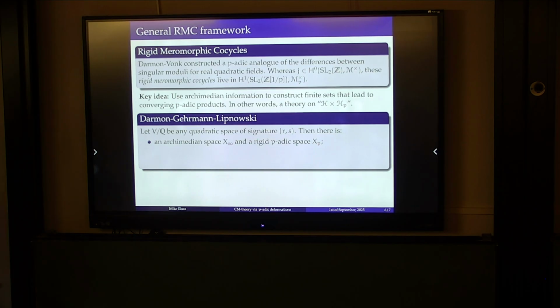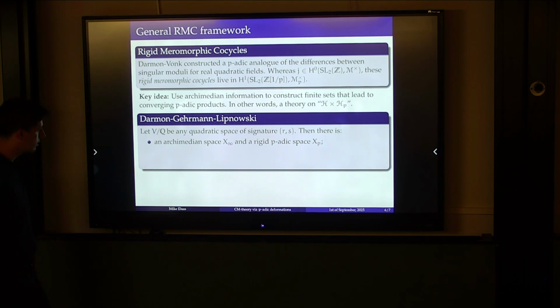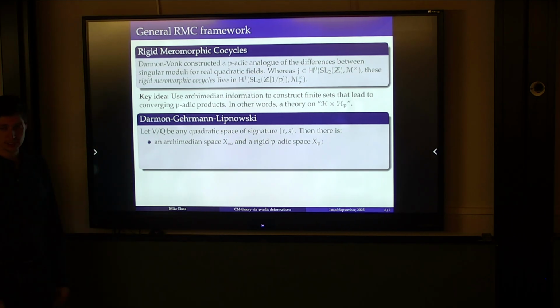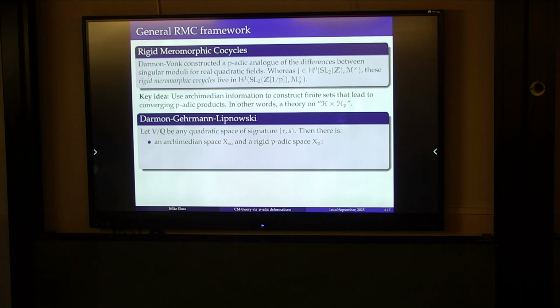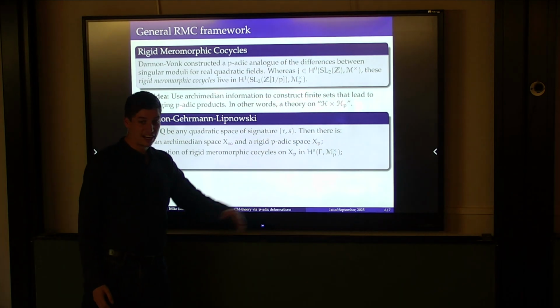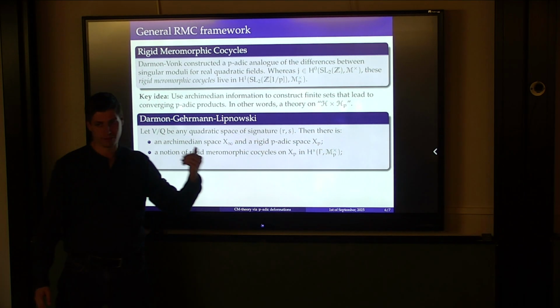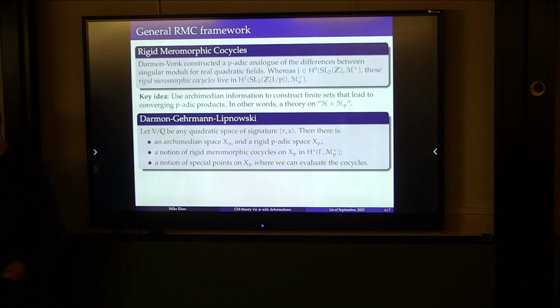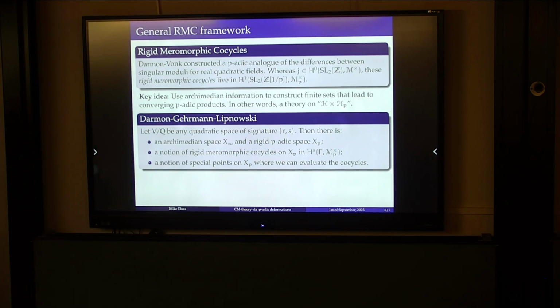Now, this has been generalized recently to quite some extent. Without going too much into detail, it's now known that if I take a quadratic space of signature (r, s), then I have an Archimedean space and a p-adic space, and a notion of rigid meromorphic cocycles that live in H^s, so they're s-cocycles, where s is the negative definite part of this quadratic space. I also have a notion of special points where I can evaluate these cocycles, and they give rise to arithmetically interesting infinite p-adic products that you can try to compute, and conjecturally they're related to explicit class field theory in Hilbert's 12th problem.